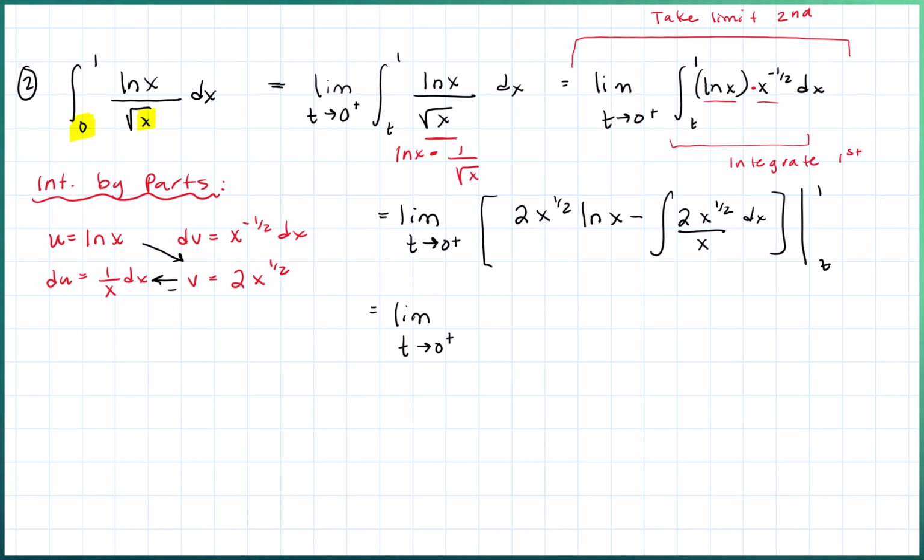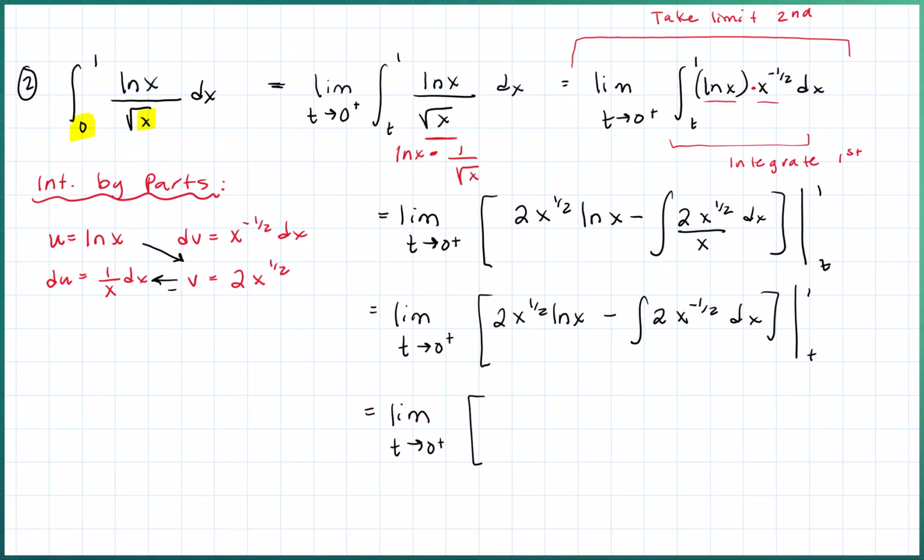So limit as t is approaching 0 from the right, we've got 2x to the 1/2 natural log of x. This is going to become minus the integral of 2x to the minus 1/2 dx. When we get done, we'll evaluate from t to 1. Keep going, limit as t is approaching 0, just carrying the limit and the bounds down until I get this fully integrated. This is going to become minus 4x to the 1/2, because when I integrate, I get x to the 1/2 and I divide by 1/2, which is the same as multiplying by 2. So then I've got that 4x to the 1/2.